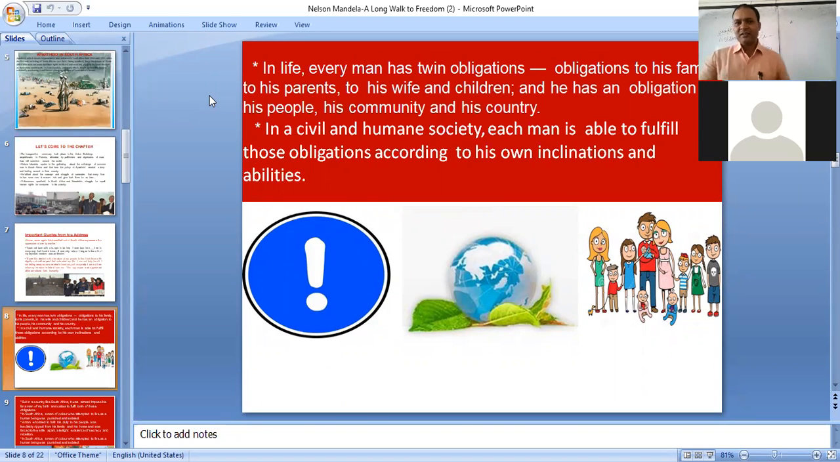So he decided that he would first take care of the obligation to his country, then his family. In a civil and human society, each man is able to fulfill those obligations according to his own inclinations and abilities. Each man is able to fulfill both obligations, according to his own ability and standard.